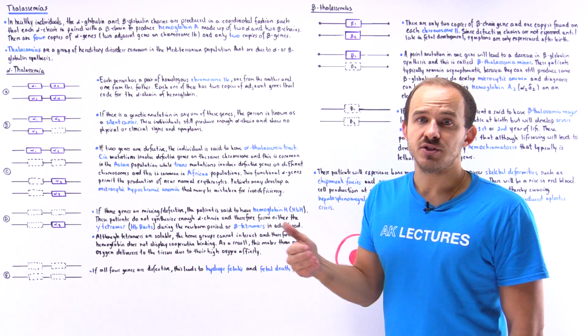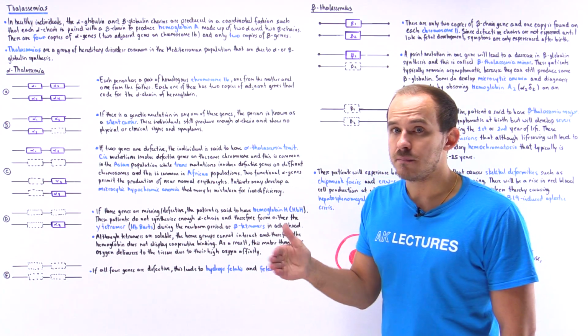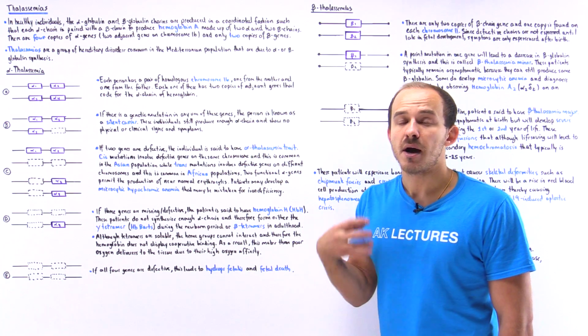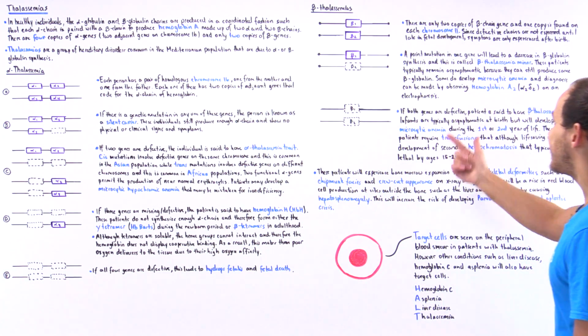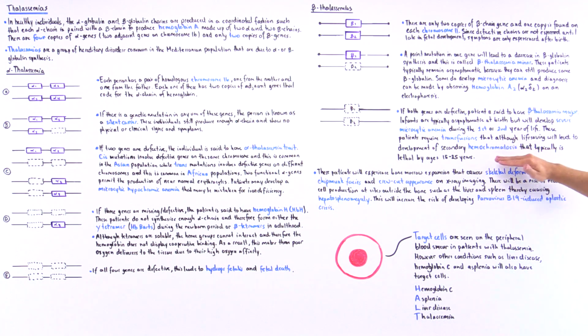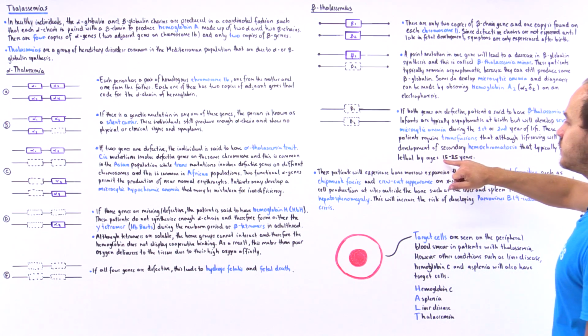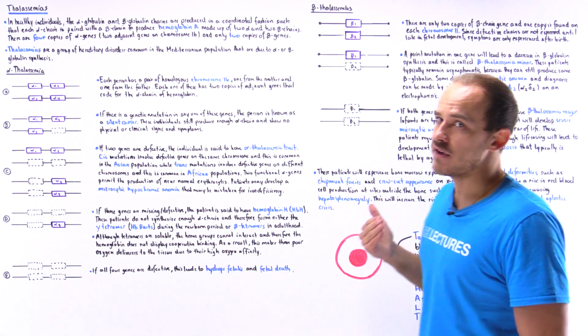Initially, these transfusions are life-saving, but eventually they can cause a buildup of iron in our body and tissues. This is known as secondary hemochromatosis. It can actually be lethal, and it typically causes death anywhere between 15 to 25 years of age.